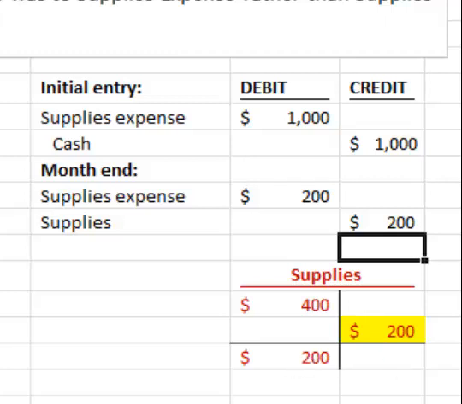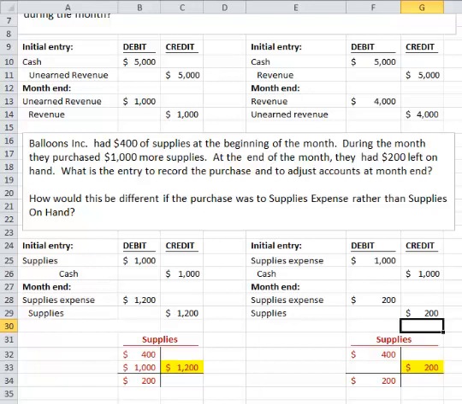So again, the adjusting entry that you need at the end of the period depends on the original entry. So it's not always a given that they did it in the same way you would have liked it to be done. You have to check.